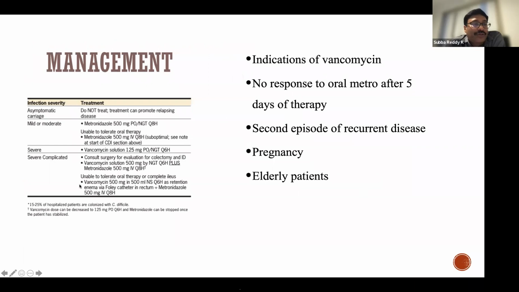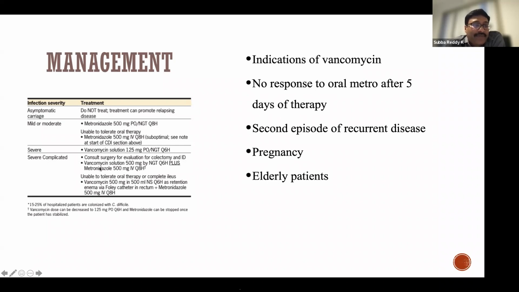So when you get a positive report, if the patient is an asymptomatic carrier, then you may not treat. But if the patient has mild to moderate disease, you have to give metronidazole 500 milligrams 8th hourly, oral or nasogastric tube. If it is severe, then you have to give vancomycin 125 milligrams 6th hourly.